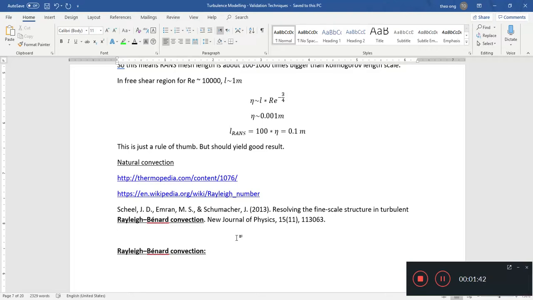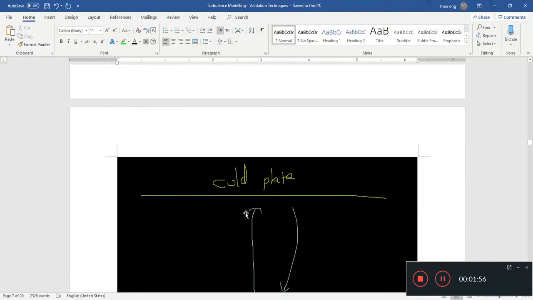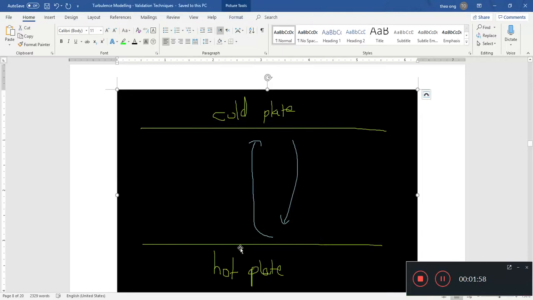Today, the paper I'm referring to for most of this video is called Resolving Fine Scale Structure in Turbulent Rayleigh-Bénard Convection. What is Rayleigh-Bénard convection? I don't know whether I'm pronouncing it right, but basically you have a hot plate at the bottom and a cold plate on top. The fluid near the hot plate gets heated up and rises to the top, then goes to the cold plate, cools down, and sinks. So this is Rayleigh-Bénard convection.